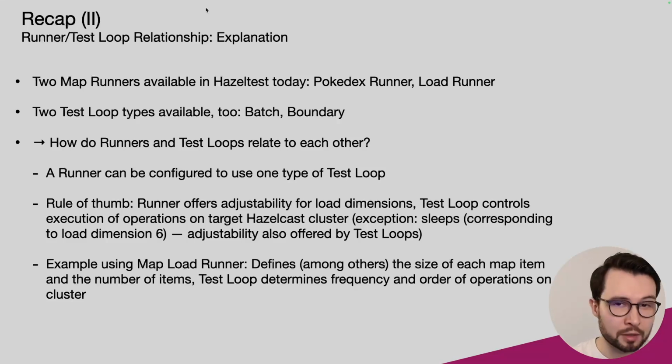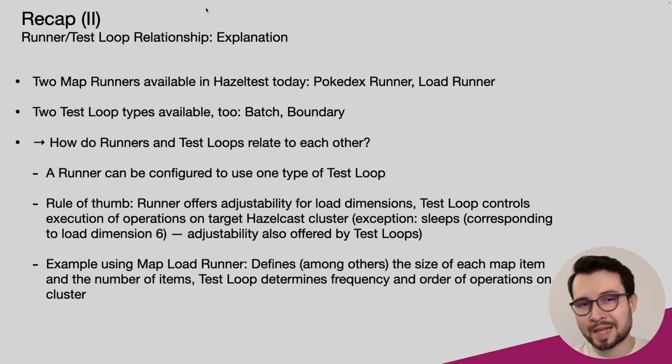Well, a runner can be configured to use exactly one type of test loop. You can therefore think of the runner as the kind of parent element, whereas the test loop would be the child element. So, which component does what? Well, as a rule of thumb, the runner offers adjustability for load dimensions, but it's not the actor that executes operations on a target Hazelcast cluster itself. Instead, that's the job of the test loop. So it's the test loop that controls the execution of operations on the target Hazelcast cluster.